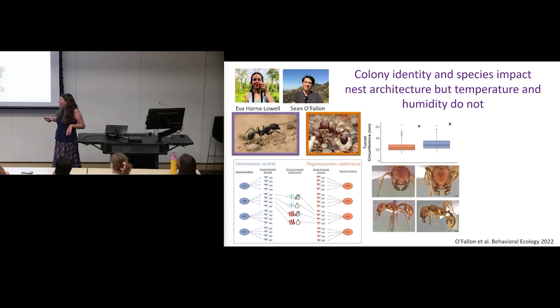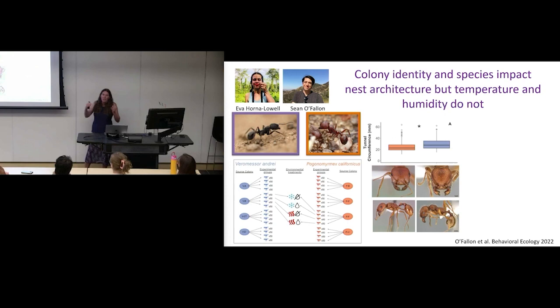And this difference is significant. And so our thinking is that tunnel circumference, or how wide a tunnel is, matters because the ants need to be able to turn around and walk around in it. So if you have a bigger body, you want the tunnel to be bigger and allow you to turn around in it.